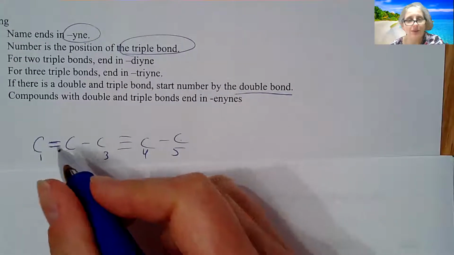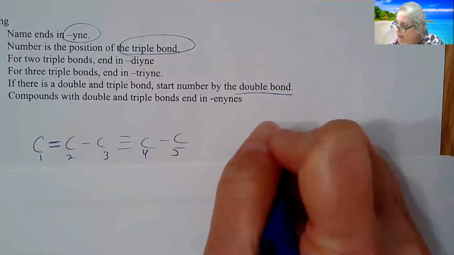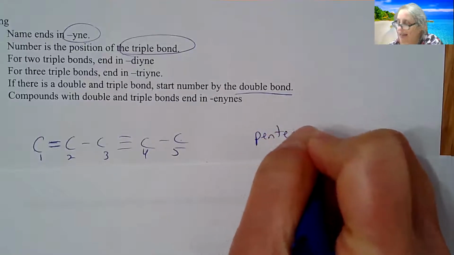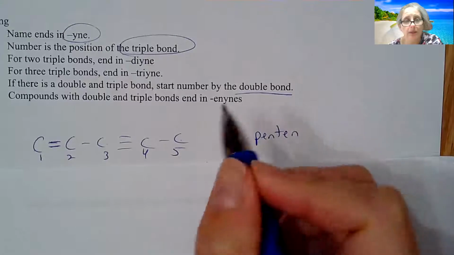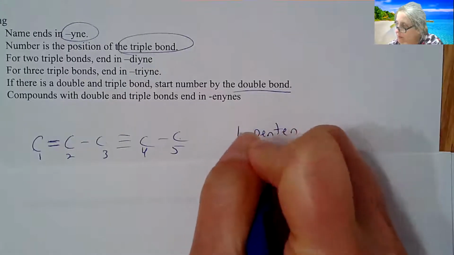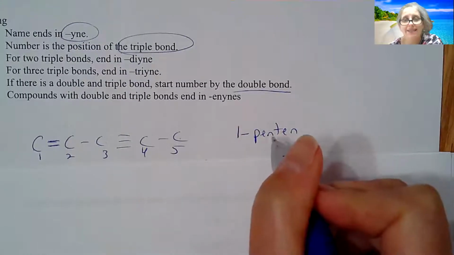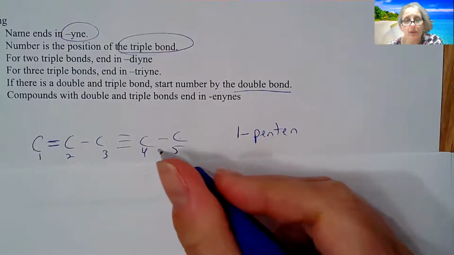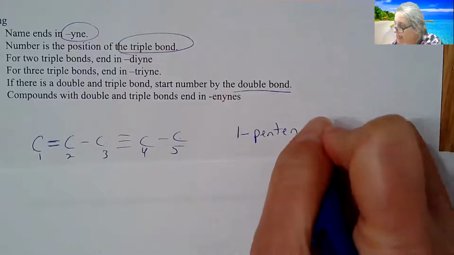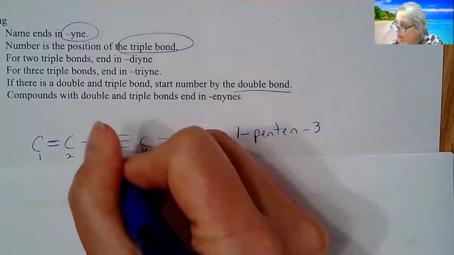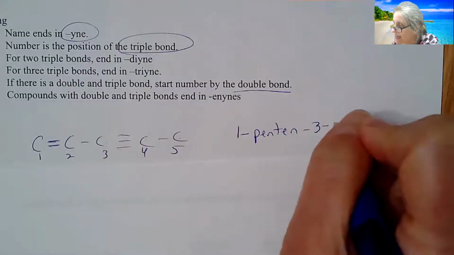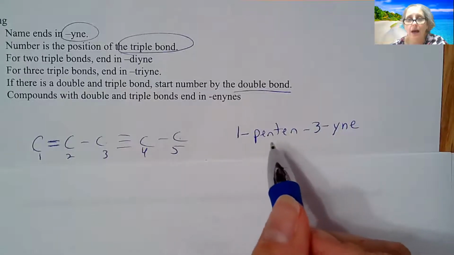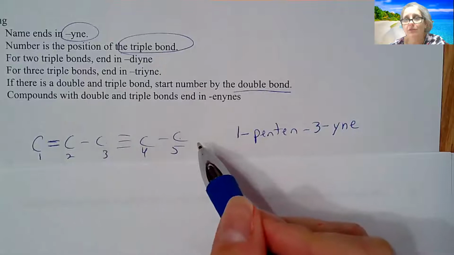All right. So since there are 5, 5 is pent. So we're going to do pent-en for the double bond, and we're going to say where is the double bond. So we're going to do a 1-pentene. We're going to drop the E where you normally have it, and then we're going to put a dash and then a 3 for where the triple bond starts, and then a dash and a yne. So you don't repeat the pent, even though it is still 5 carbons.